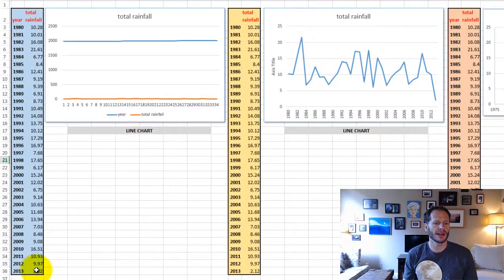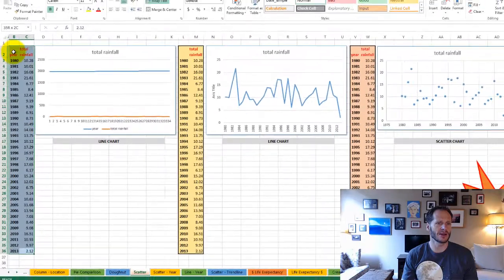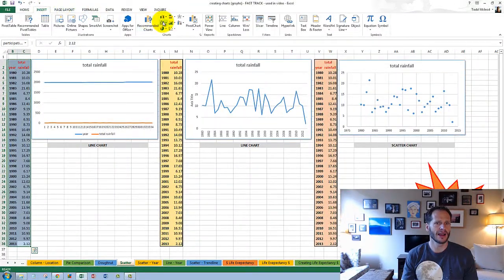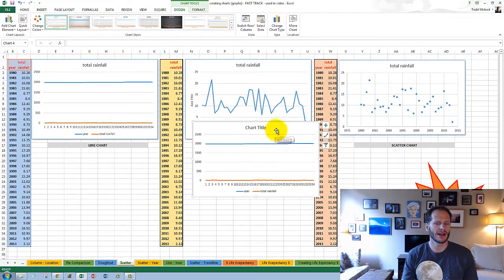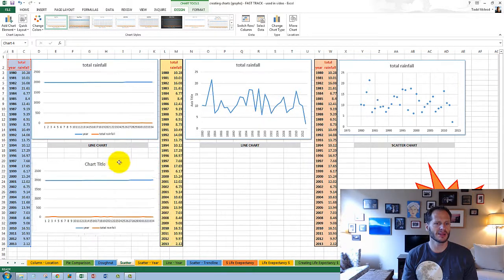So here I'm going to create a line chart. And I'm going to select everything here, right, including this column header and that column header. And let's see what my line chart looks like when I select all of that and line chart. And my line chart looks like crap. How come my line chart looks like crap?